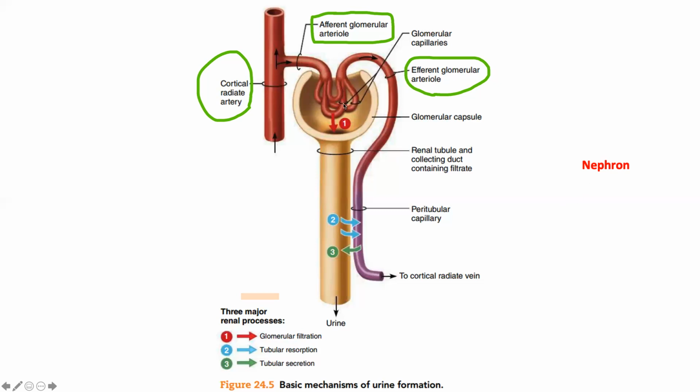At the level of the glomerular capillaries and glomerular capsule, there will be filtration, and anything filtered, there will be absorption into the peritubular capillaries, or there will be secretion from the peritubular capillaries. That is the basic mechanics, the basic function of the nephron to form urine.